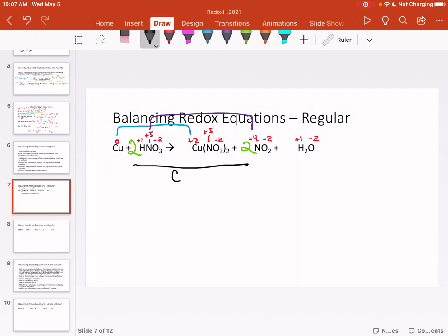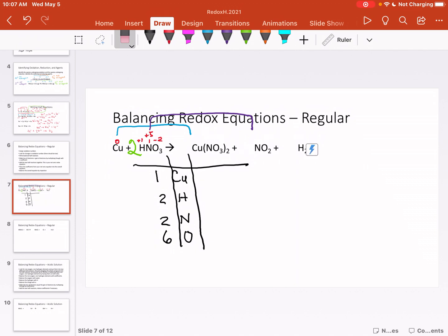We have copper, hydrogen, nitrogen, and oxygen. Back when we learned how to balance equations, making a little table like this could sometimes be helpful. We have 1 copper, 2 hydrogens, 2 nitrogens, and 6 oxygens. So hopefully we can see all that. And on the right-hand side, I'm going to need to do some erasing as well so that we can see what's going on.